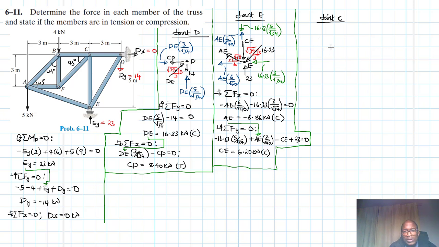So what do we have for joint C? We have CD. CD is in tension, and we found CD to be 8.40, and then we have CE. CE is in compression, and this is 6.20. Okay, and then let's assume BC is in tension.